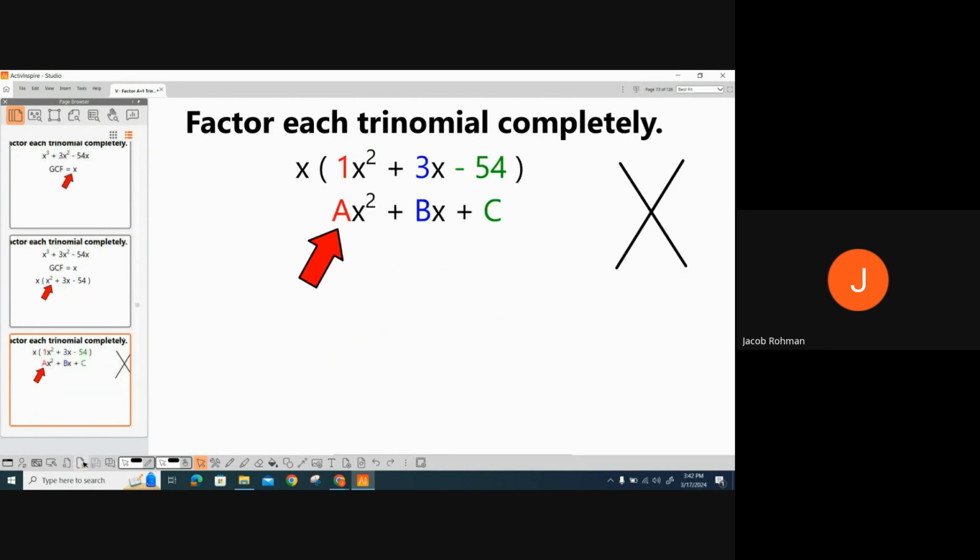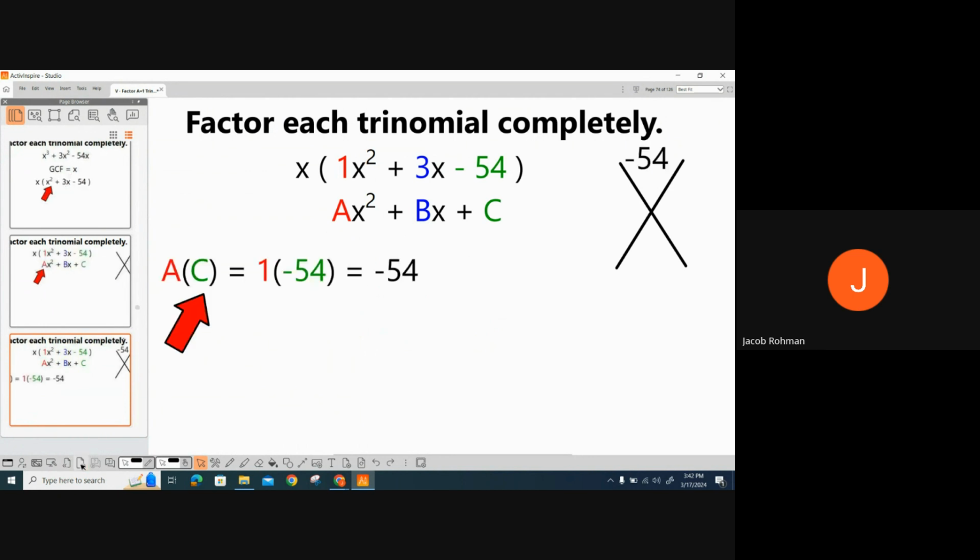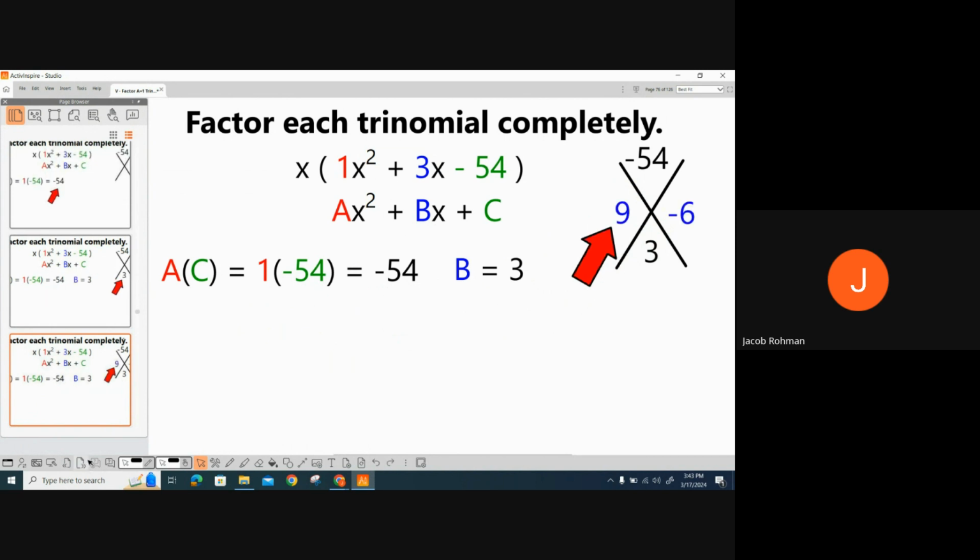So now we're going to look at step 2, which would be making our x marks the spot. We're going to start with a times c, which is 1 times negative 54, and that's going to equal negative 54, and that's at the top of our x. Then we're going to look at b, which is 3, and that's going to put us at the bottom of the x. And then we're looking for the factors of negative 54 that add up to 3, which in this case would be negative 6 and positive 9.